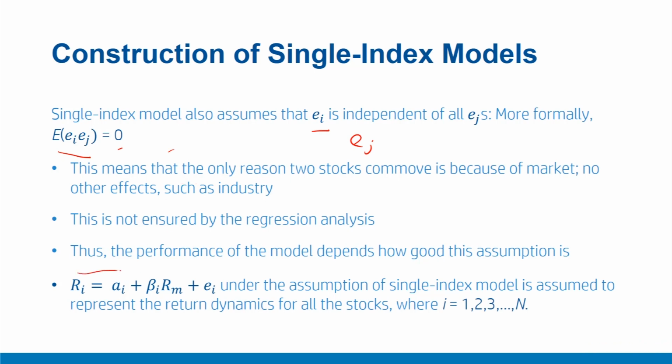This model Ri equal to alpha i plus beta i times Rm plus Ei, under the assumption of single index model, is assumed to represent the dynamics of all the stocks in the market. That is, if there are n stocks, i equal to 1, 2, 3 and so on up to n, for all those stocks, the return is expected to be defined by this single index model. Generally, it is assumed by default that the single index would be the market factor, because there is wide evidence that the market factor affects most of the stocks in the market systematically.